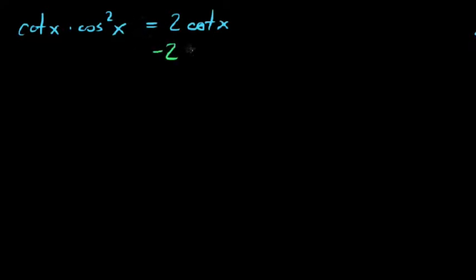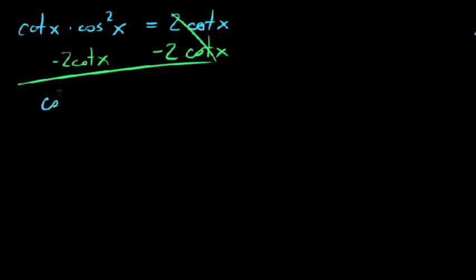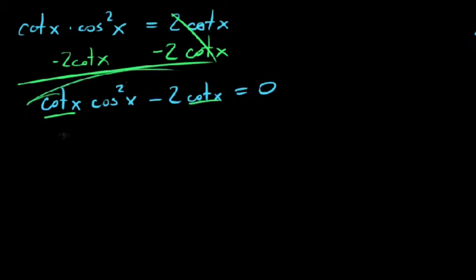As I subtract 2 cotangent x from both sides, I get this question a lot: how do I know I'm supposed to factor? It's just something algebraically you would try. So we have cotangent x cosine squared x minus 2 cotangent x equal to 0. In terms of greatest common factor, both of these terms have a cotangent. So if we take that out front, we have cotangent of x, and in parentheses this leaves behind cosine squared of x minus 2, equal to 0.